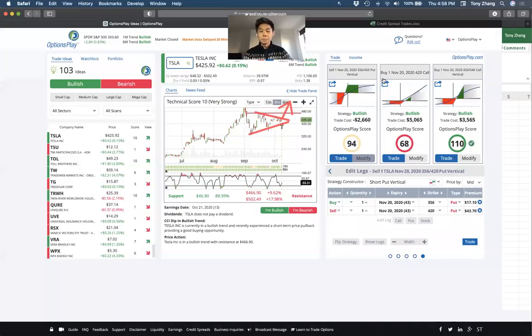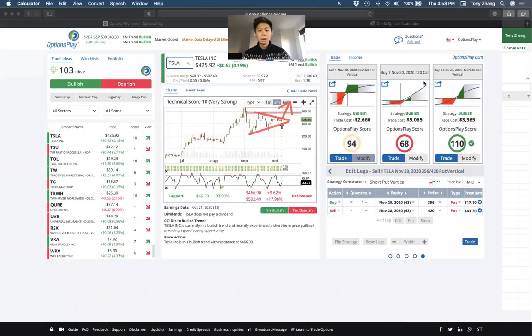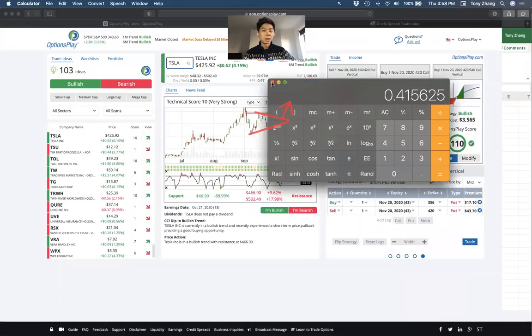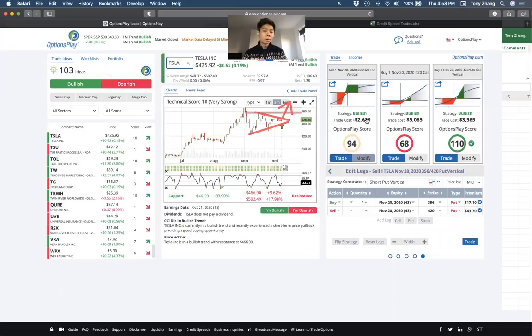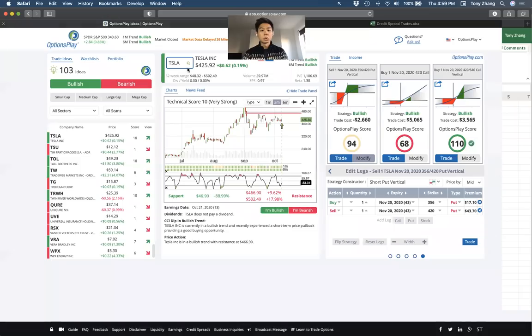So that is a $64 wide credit spread that I'm collecting $26.60 for. $26.60 on a $64 wide credit spread is a little over 41% of the width here. Tesla does have very high implied volatility. As we saw here before, the IV rank here is 39%. So that's why I'm able to collect a little bit more premium here. Collecting that much premium allows me to, again, minimize my risk.